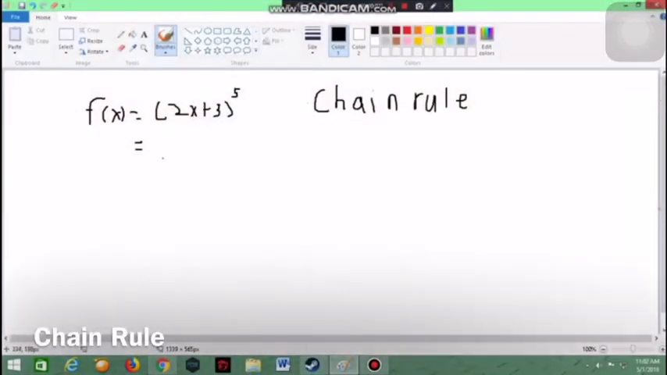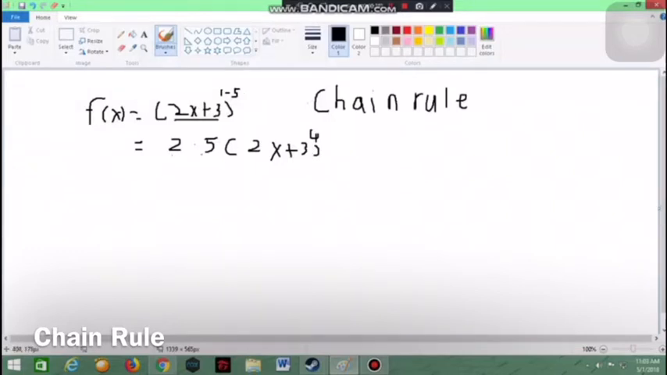Let's talk about chain rule. Chain rule is all about finding the derivative of a subfunction and then the whole function. It goes like this. We first need to find the derivative of 2x plus 3, and that is 2. And then find the derivative of the whole function, which means bring down this one, and we will go times 5. And then we are going to minus it by 1, and that is 2x plus 3 raised to 4.